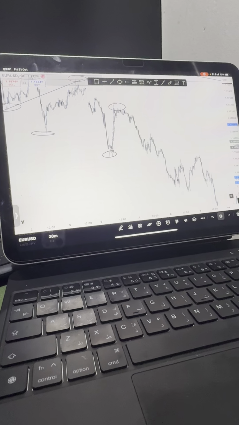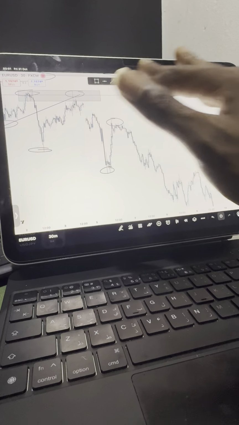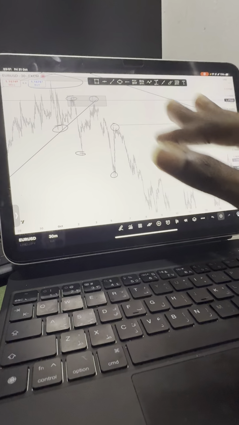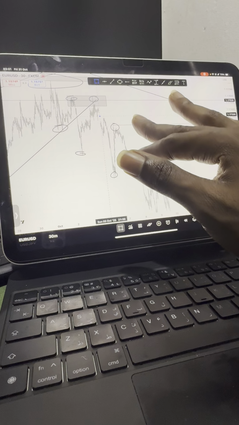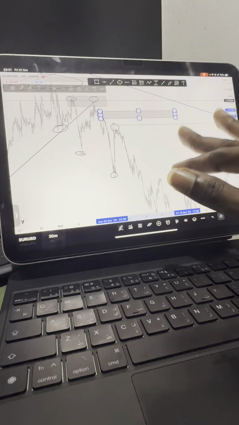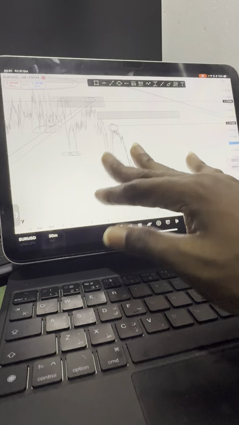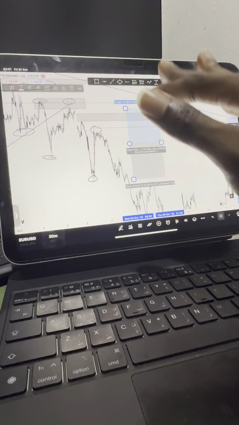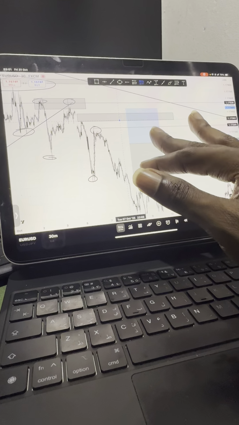The reason is that I'm waiting for the first pullback, and this was the first pullback, right? Now I'm expecting the market to come all the way here for me to enter. All these are premium levels, premium zones for me to enter the sell. Because don't forget, the first pullback is always liquidity.